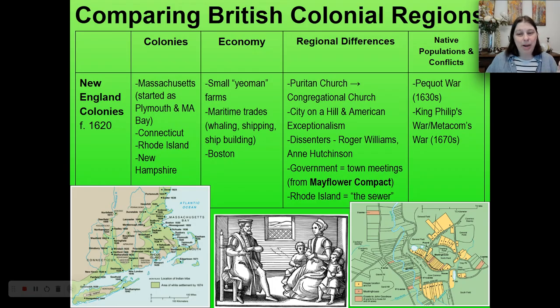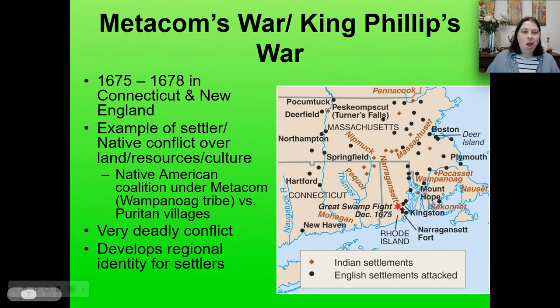And that is Metacom's War, or King Philip's War. This is so important it gets its own slide. It starts in 1675, but it's mostly going on during 1676. That is about 50 years after Puritan settlement in New England and exactly 100 years before the Declaration of Independence. So, kind of the middle of the colonial era.